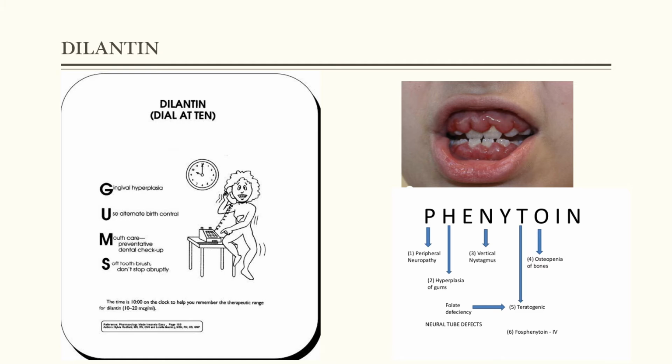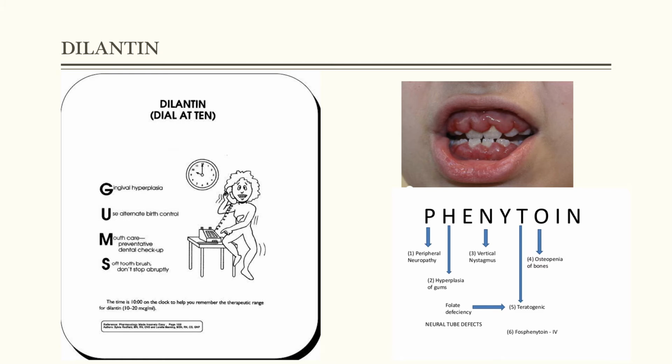Of course, mouth care, preventative dental checkups, and good oral hygiene will be very important as well, including the use of a soft toothbrush because of this gingival hyperplasia. And here you see a picture of what we're referring to.